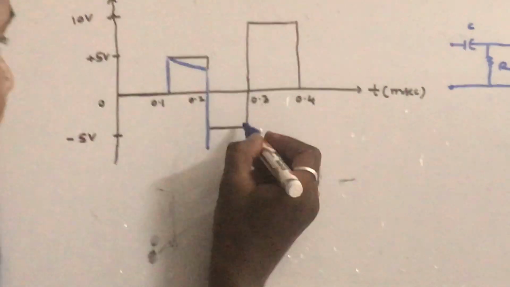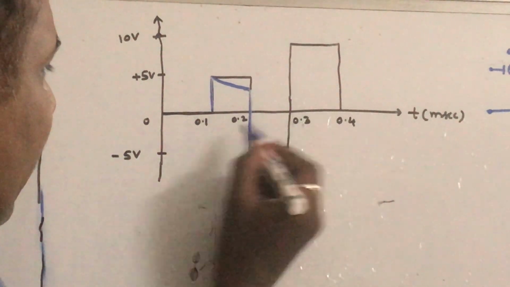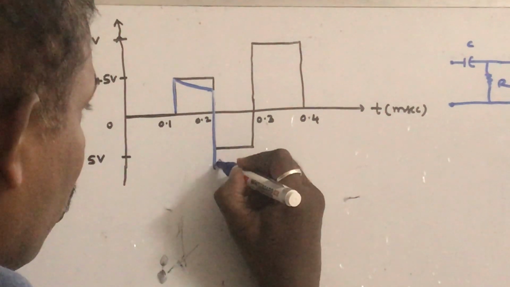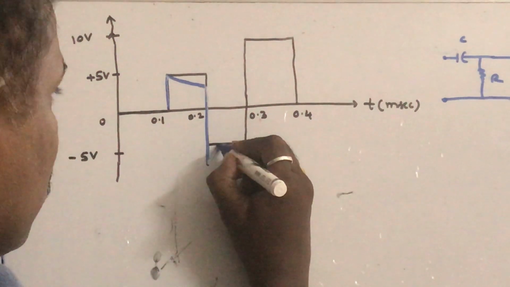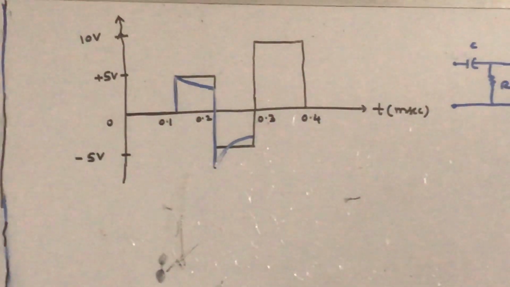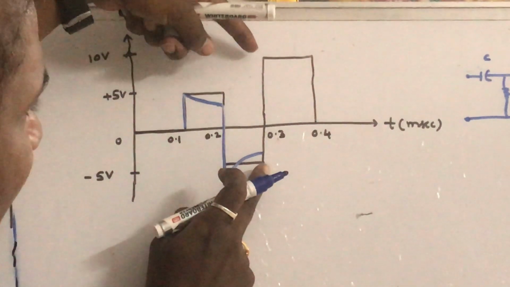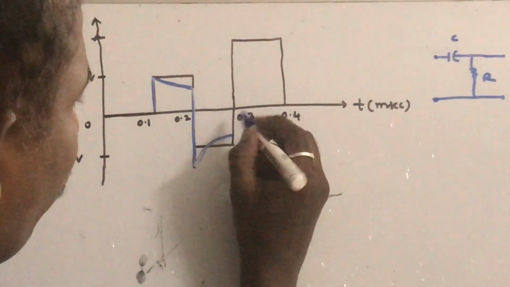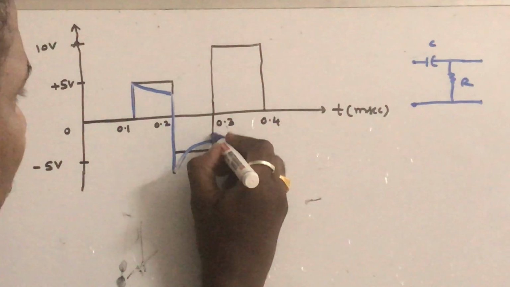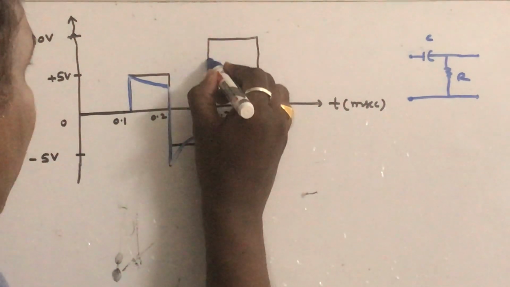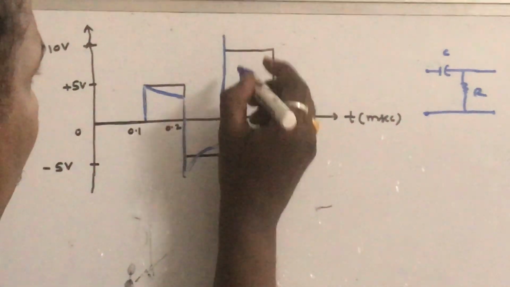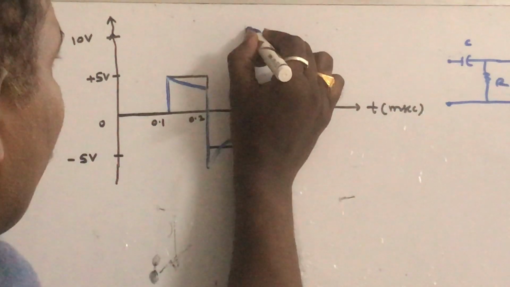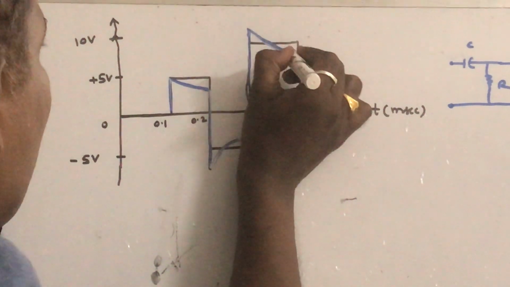Again, during the duration 0.2 to 0.3, the input voltage is minus 5 volts, so the capacitor starts charging towards minus 5 volts. That means the voltage across the resistor starts decreasing exponentially. At t equal to 0.3, there is an amplitude change of 15 volts. The same amount of change appears across the resistor, and again, because of the step, the voltage across the resistor decreases exponentially. So this is the output waveform.